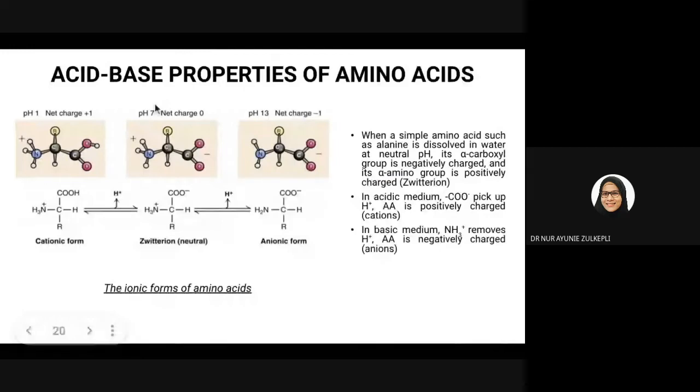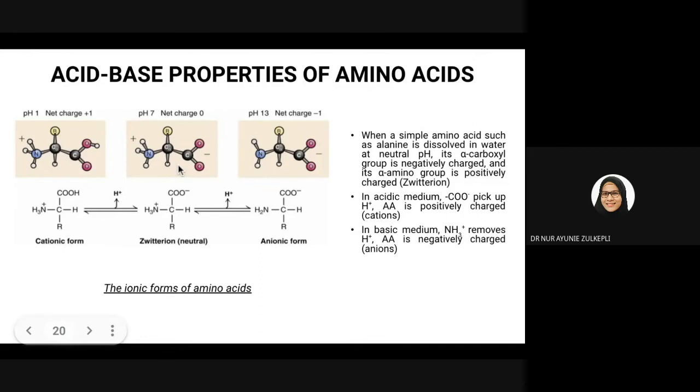At pH 7, the net charge of the amino acid is 0, because the amino group is positively charged and the carboxyl group is negatively charged. So it is in zwitterion state, which we call neutral, with no net charge. When a simple amino acid, for example alanine, is dissolved in water at neutral pH, its carboxyl group is negatively charged and amino group is positively charged. So the net charge is 0. That is the zwitterion.